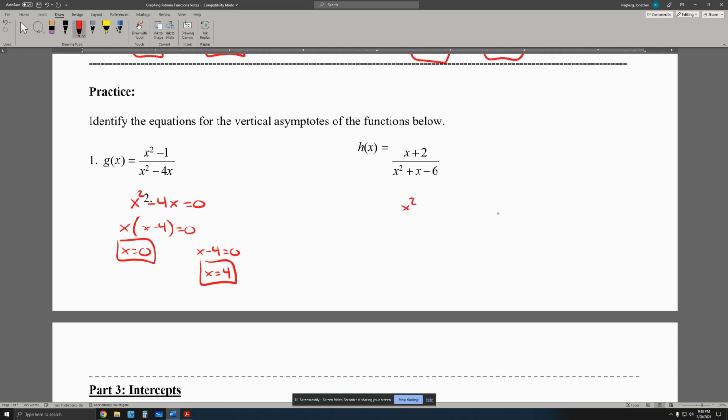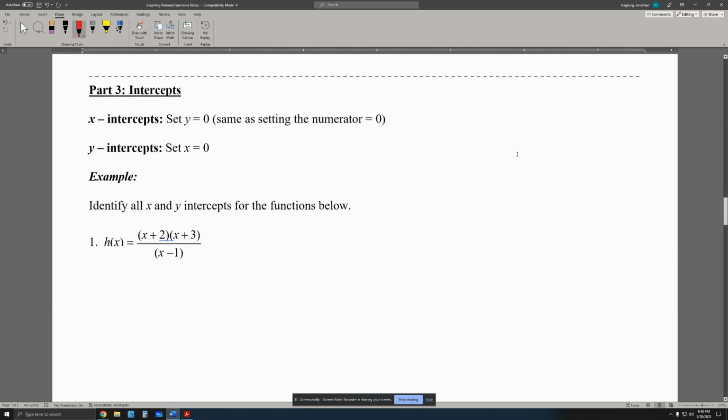For h of x over here, we have x squared plus x minus 6 is equal to 0. And this factors to x plus 3 and x minus 2. Setting each of those equal to 0, we have x plus 3 equals 0 and x minus 2 equals 0. So x must equal negative 3 or x must equal 2. Okay. All right. Go ahead and flip the page.